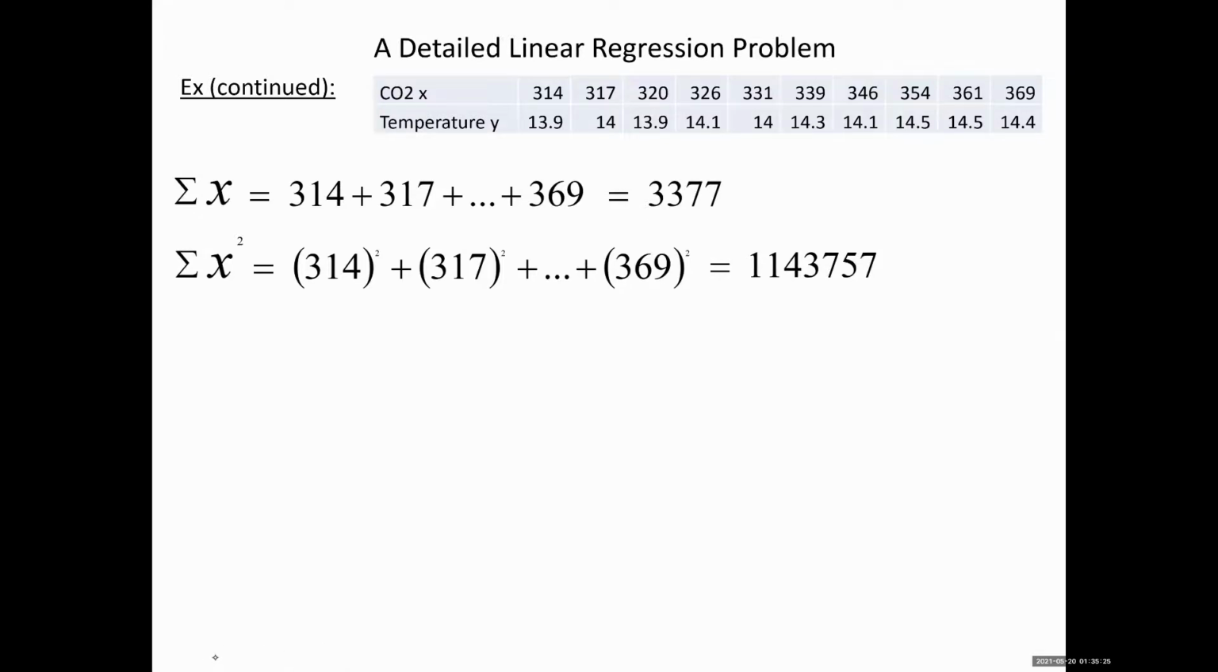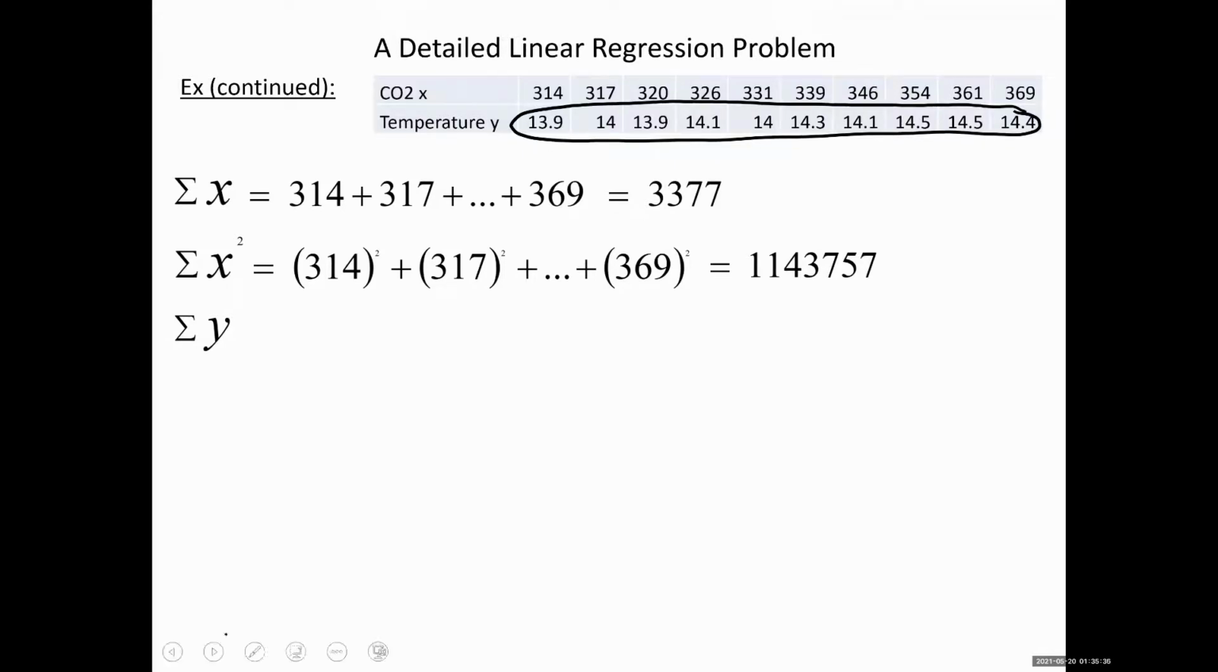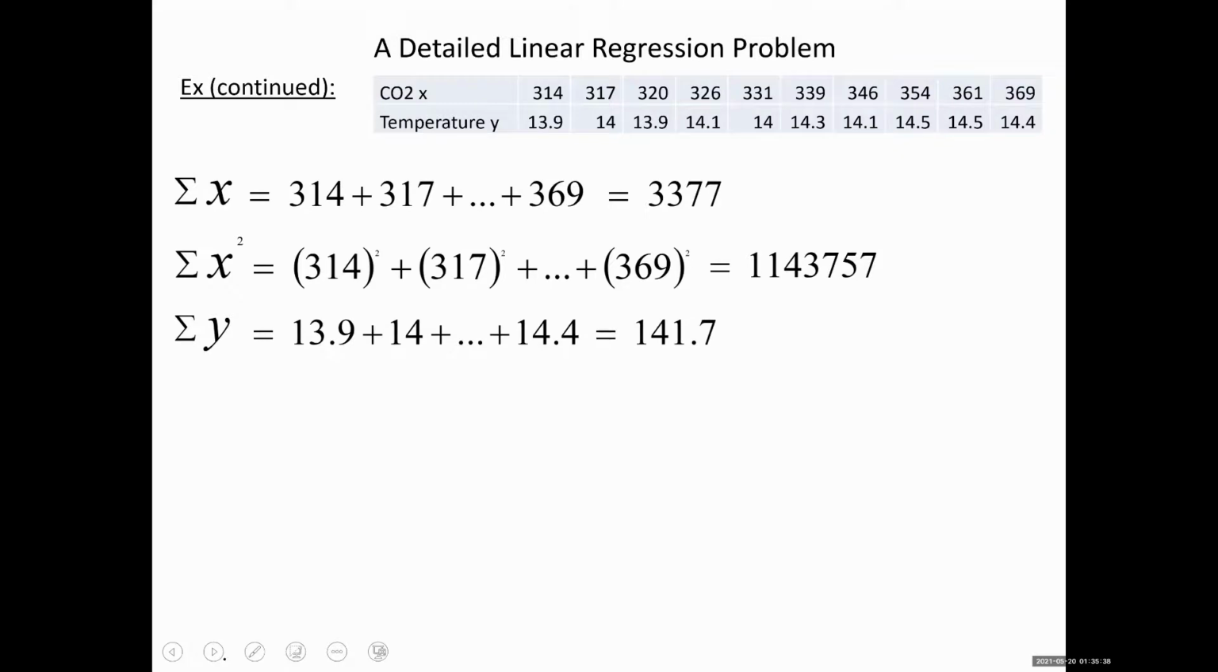After you do that, you're going to do the exact same thing for the y's. So now you're going to find sum of y. What does that mean? That means add all the y numbers, just the y numbers. So you're going to do 13.9 plus 14 all the way up to the 14.4. Here's the answer to that.